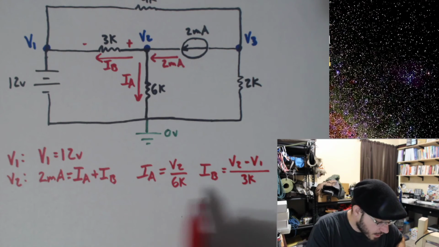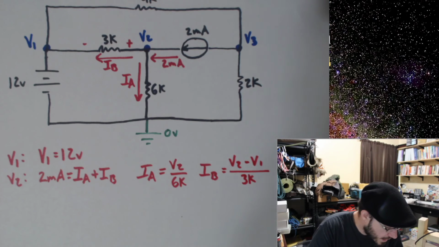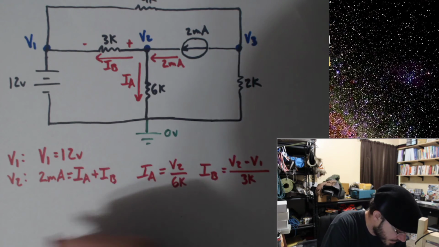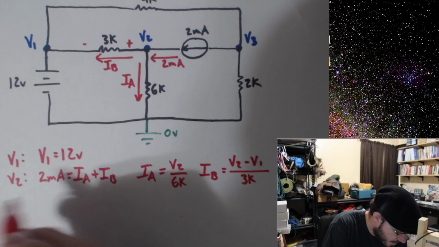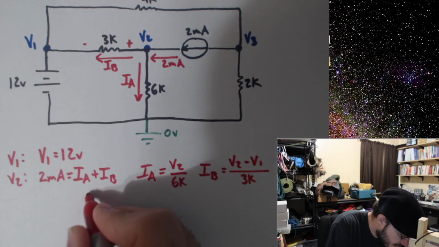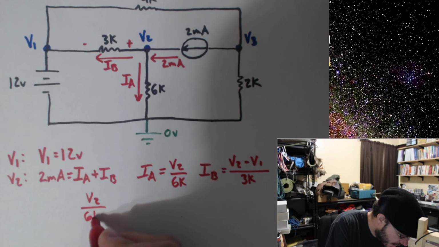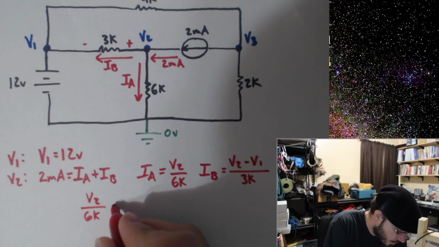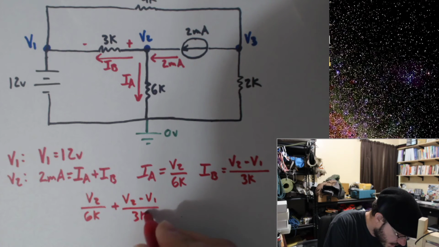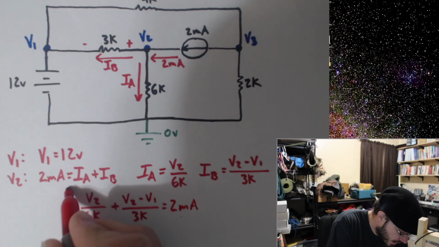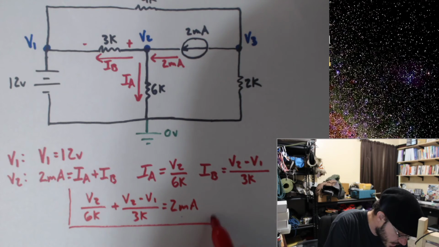Now we can go ahead, plug all this back into our original expression, and we get our second equation. So let's say that IA plus IB is equal to 2 milliamps. So I'll say V2 divided by 6K plus V2 minus V1 divided by 3K is equal to 2 milliamps. And I'm done with my second equation.